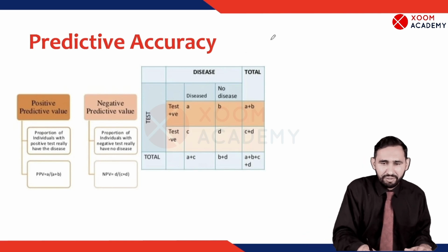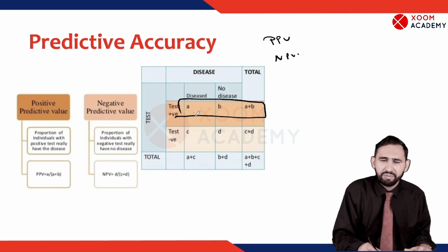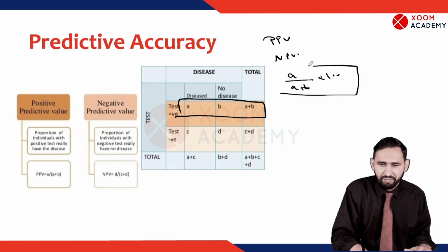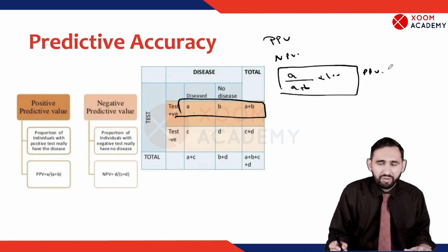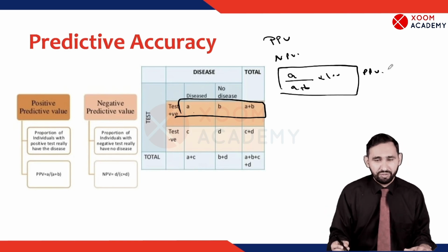There are two types of predictive accuracy: positive predictive value and negative predictive value. What does positive predictive value indicate? It indicates the number of true positives in those whose test is positive. So A and B are positive, but A are true positive. So we divide A by A plus B and multiply by 100. This is the formula for positive predictive value: the percentage of true positives among total positive individuals.